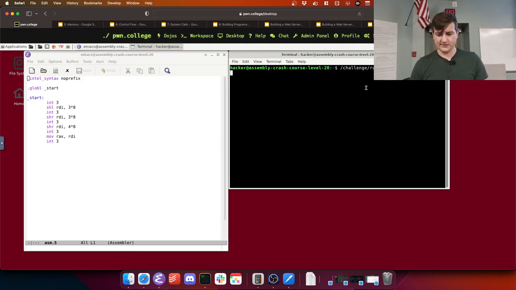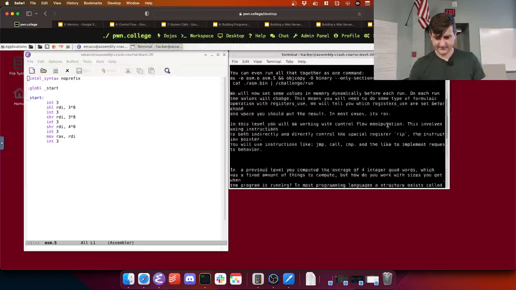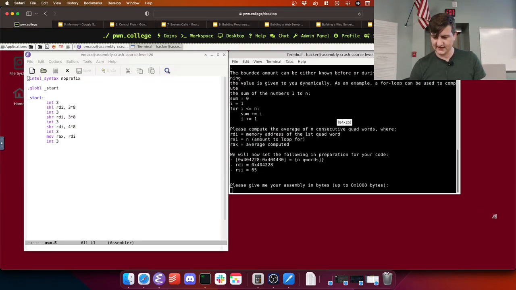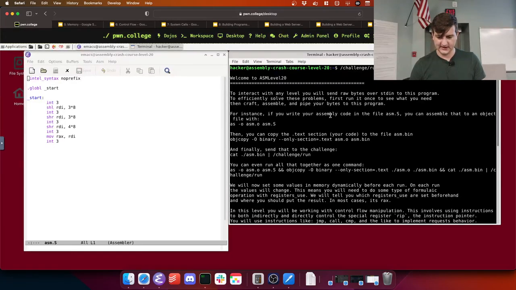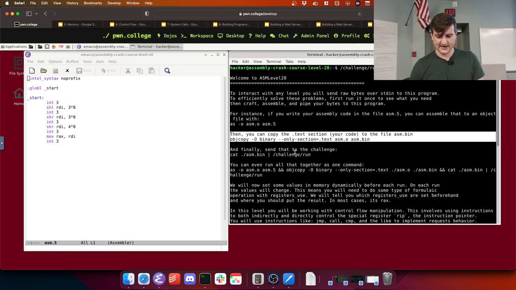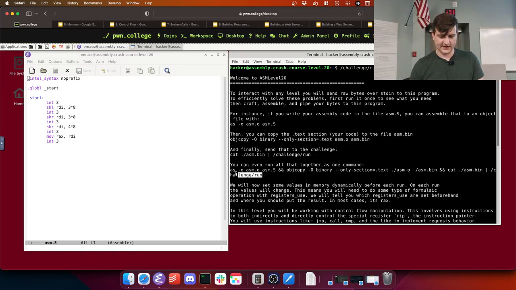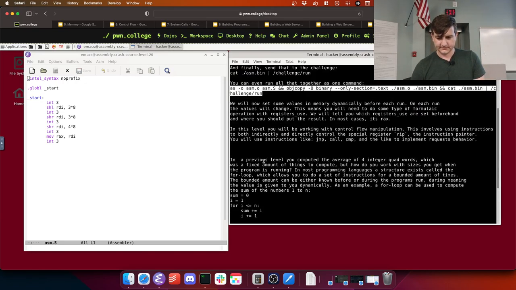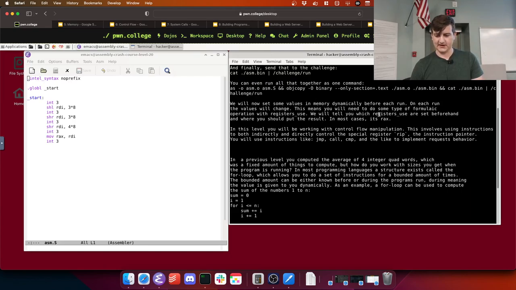Okay, first thing we're doing, running the challenge. Lots of output. If you notice, after last Wednesday, I added the compilation instructions here, so you can see how to assemble, how to get out the text file, and how to send it, and provide you with this command, so you can just copy this and run this, so you don't have to worry about that. Okay, we'll set some values dynamically in memory. We'll be working with control flow manipulation.